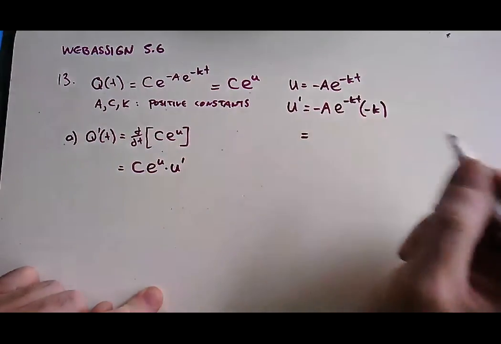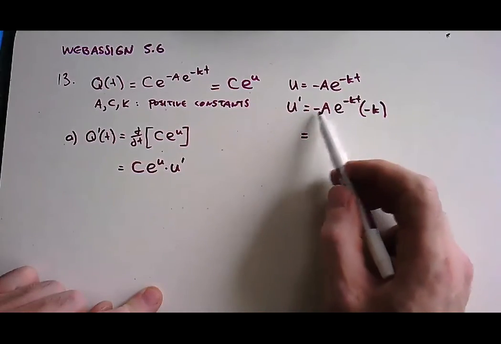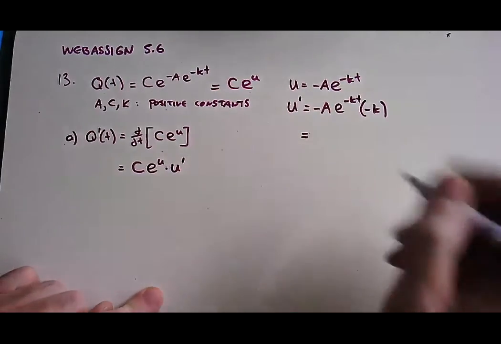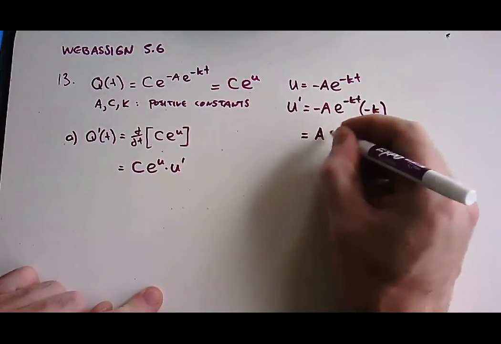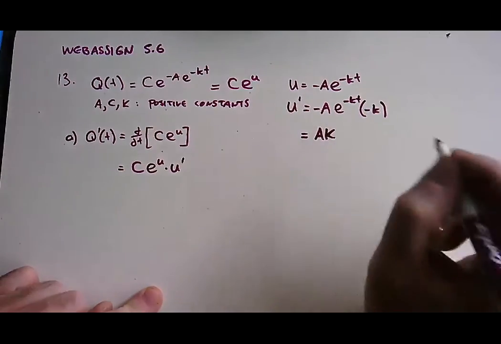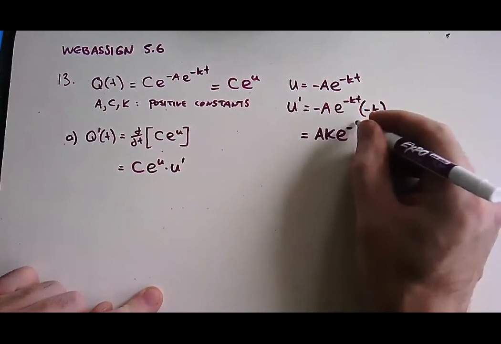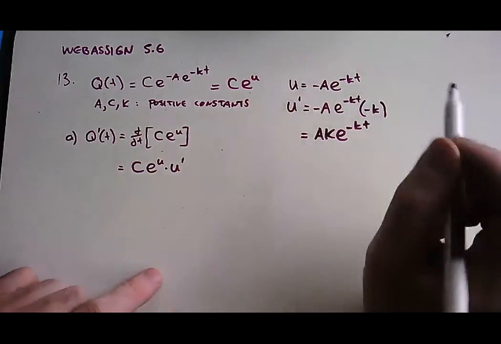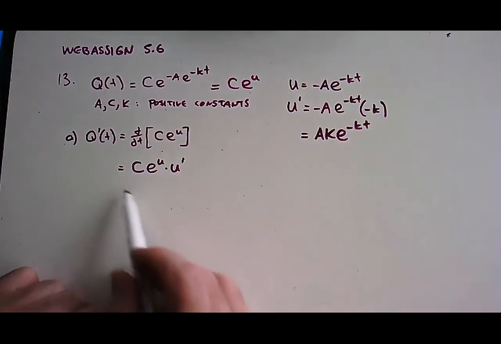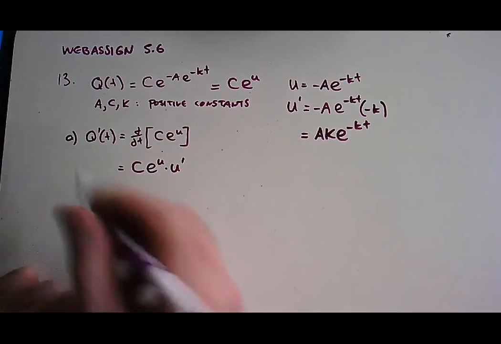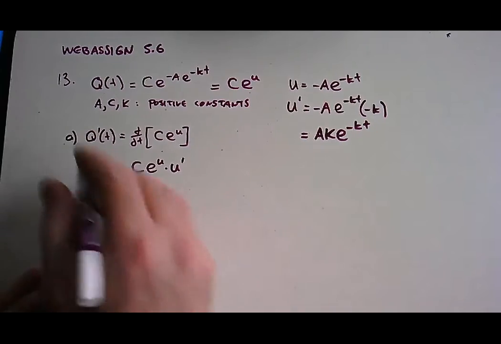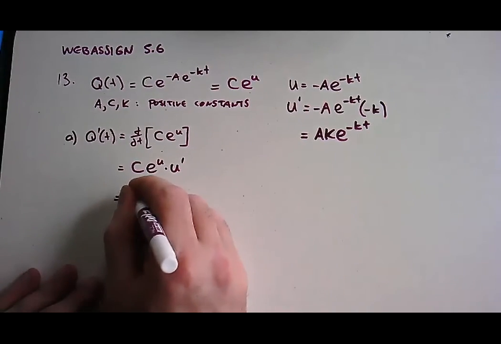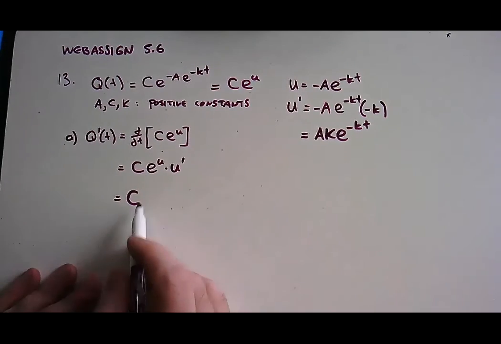So let me just organize that a little bit here. We have a negative a times a negative k, so that will be a positive a k times e to the negative kt. Okay, so now let's assemble what we have here. So q prime of t.